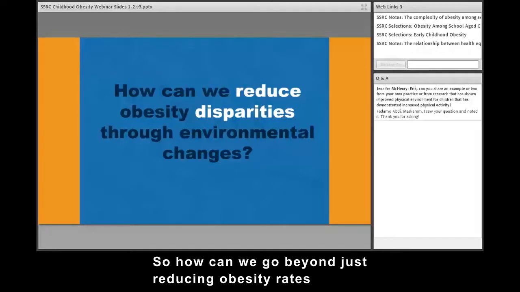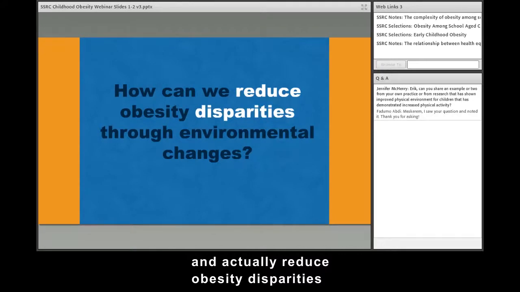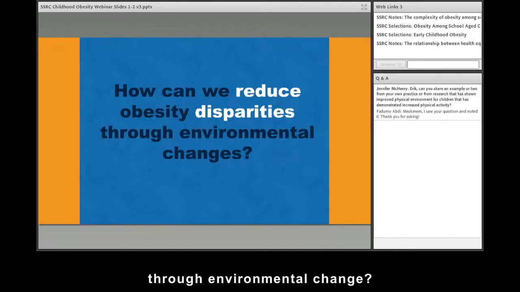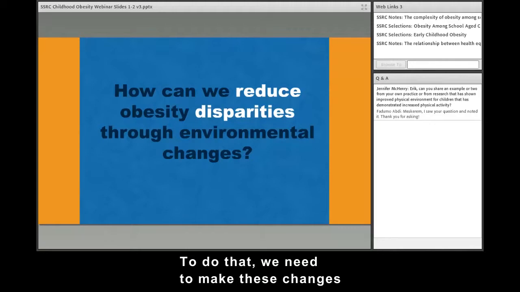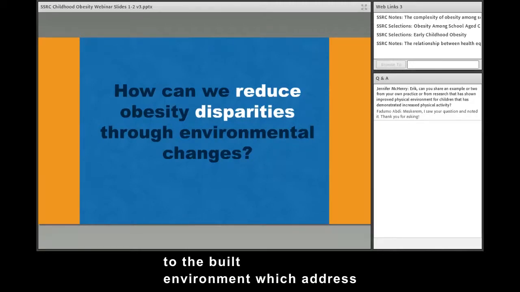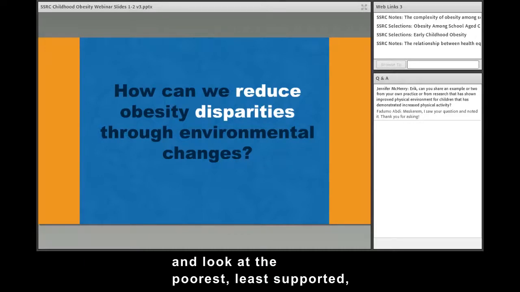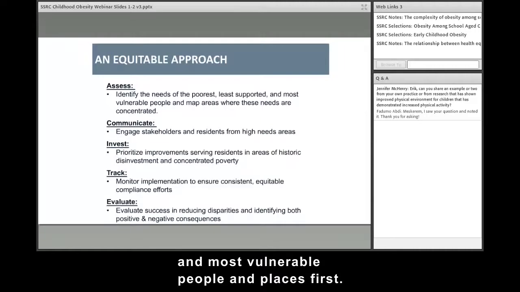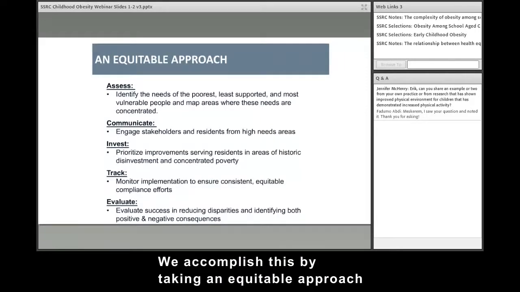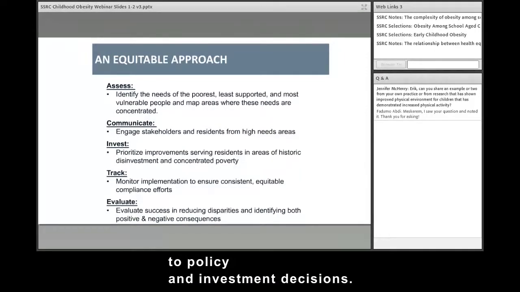So how can we go beyond just reducing obesity rates and actually reduce obesity disparities through environmental change? To do that, we need to make these changes to the built environment, which address healthy eating and active living needs, and look at the poorest, least supported, and most vulnerable people and places first. We accomplish this by taking an equitable approach to policy and investment decisions.